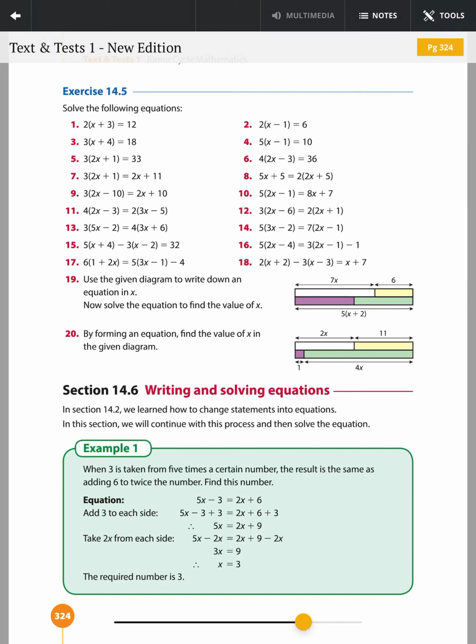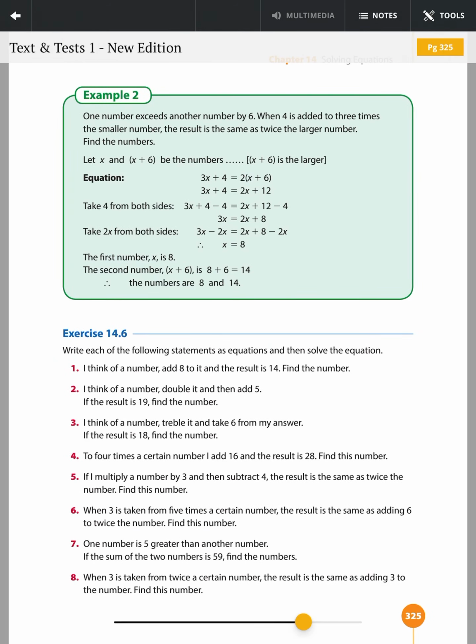All right, turn over the page, boys. We have another equation here in English that we must decipher and put into algebra terms. So one number exceeds another number by 6. So that's x plus 6, all right?